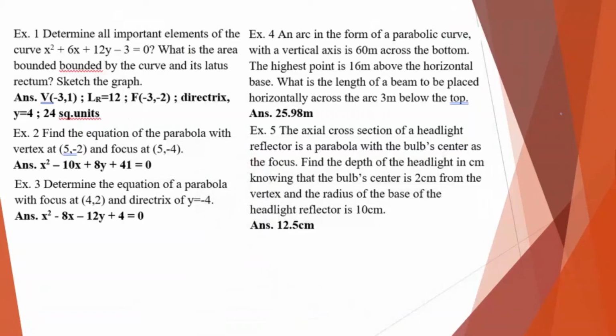Okay, so we are now in our part 2 for our examples. We have this example here. For example 1, determine all the important elements of the curve x squared plus 6x plus 12y minus 3 is equal to 0. What is the area bounded by the curve and its latus rectum? Then you have to sketch the graph.